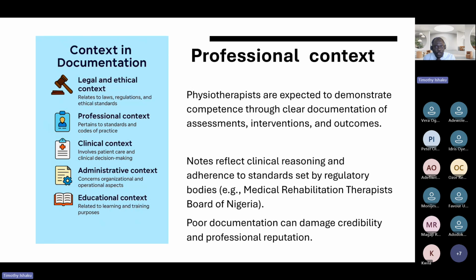And then the professional context, it's about the competency through clear documentation and assessment, reflecting our clinical reasoning, which in Nigeria, the MRTB sets. Poor documentation damages the credibility not only of the person, but also the professional reputation.